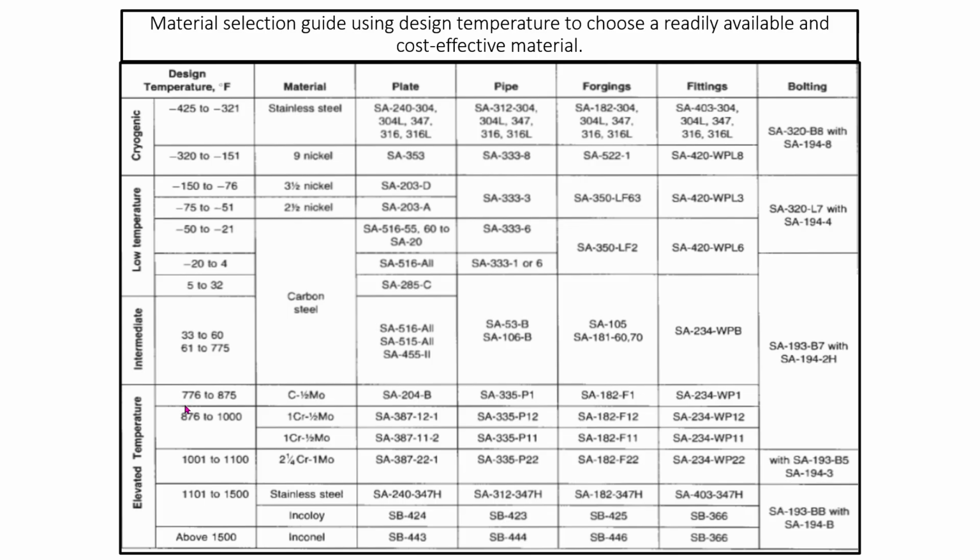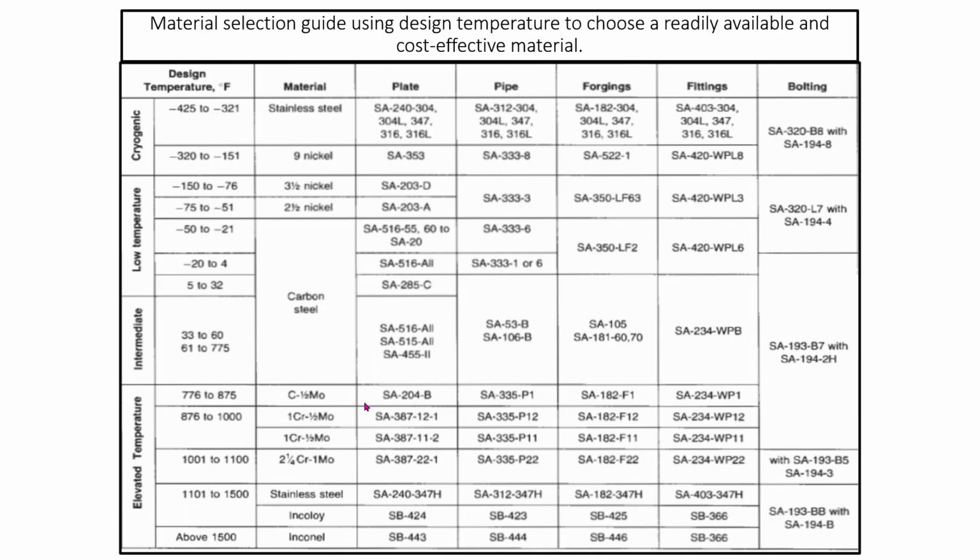At elevated temperature, say 76 degrees Fahrenheit up to 1500 degrees Fahrenheit, the material will again be from carbon steel to alloy steel. Here it is stainless steel, it is also alloy steel, low alloy steel, and carbon steel. Then again the high temperature alloy steel will come. Alloy steel will work up to 1100 degrees Fahrenheit. Their material will be carbon and half moly, then one chrome, and so on.